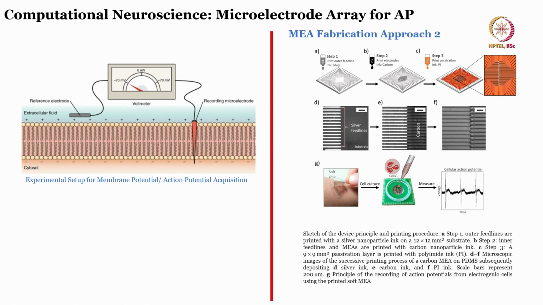So, it is nothing but outer feed lines are printed with a silver nanoparticle ink, and then the inner feed lines and MEAs are printed with carbon nanoparticles. You can see here these are for the outer, these are for the inner feed lines, right. And then from D to F, what you see is nothing but the images of successive printing process of carbon MEA on PDMS subsequently by depositing. So, these are silver feed lines followed by the electrodes. So, you have the carbon based microelectrode array and the silver ink, carbon ink and PI ink. You can get it. So, this is another way of doing the fabrication.